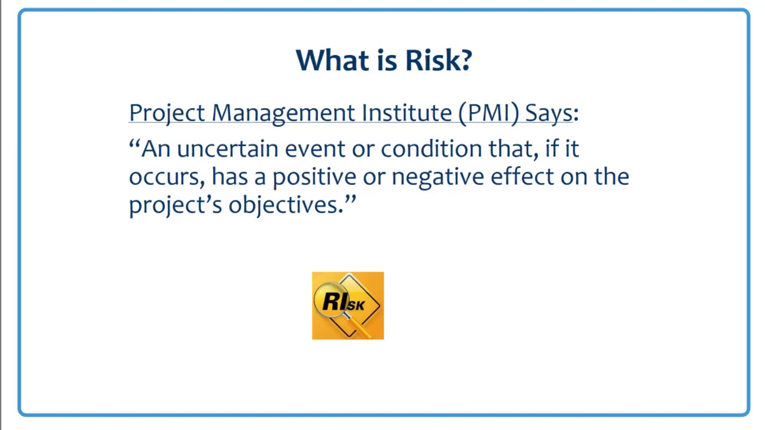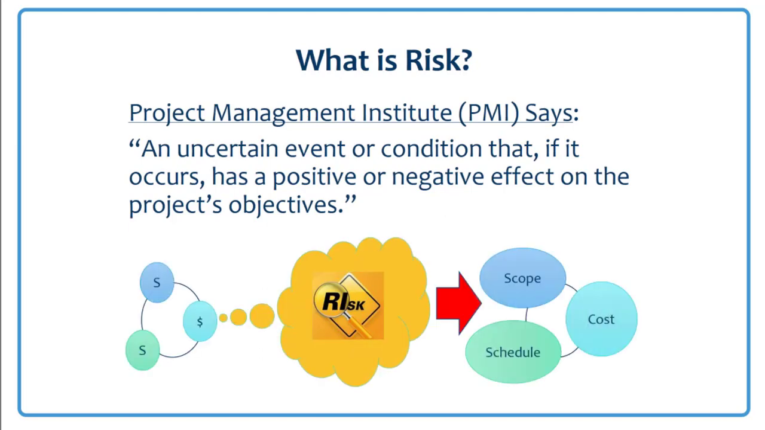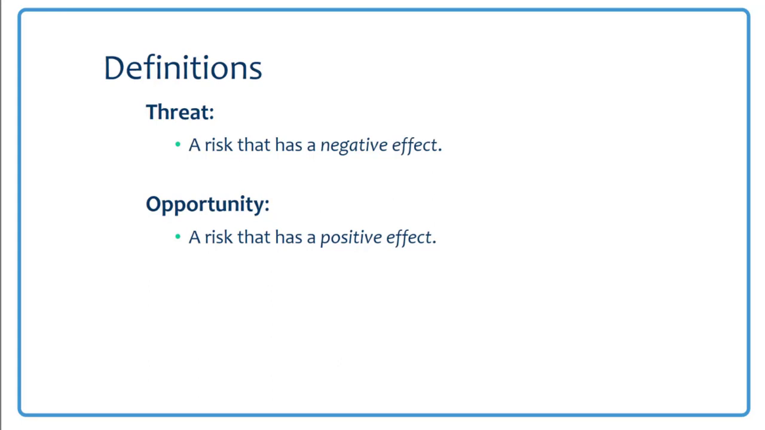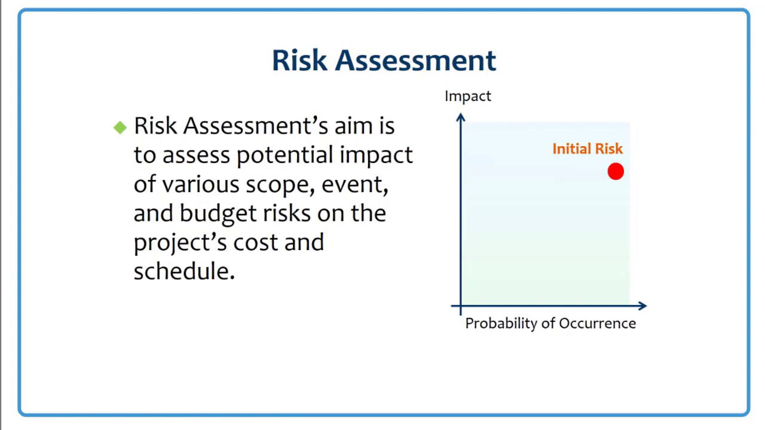Project Management Institute defines risk as an uncertain event or condition that, if it occurs, has a positive or negative effect on the project's objectives. And these objectives are mainly scope, schedule, and cost, and primarily the effects are negative. However, risks are defined as threats, which are the negative effects, and also opportunities, which are the positive effects.